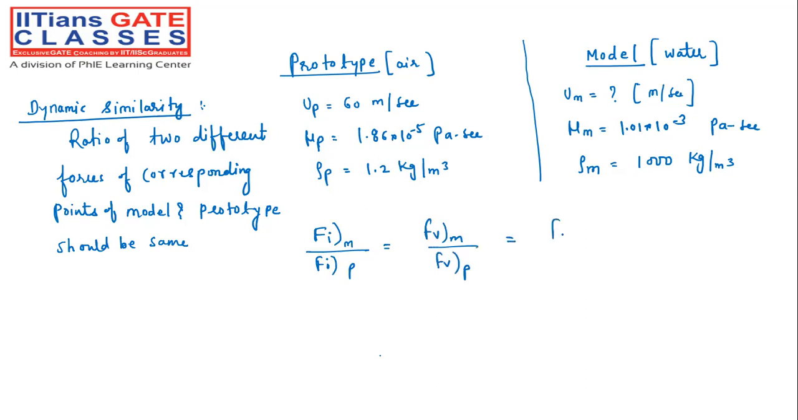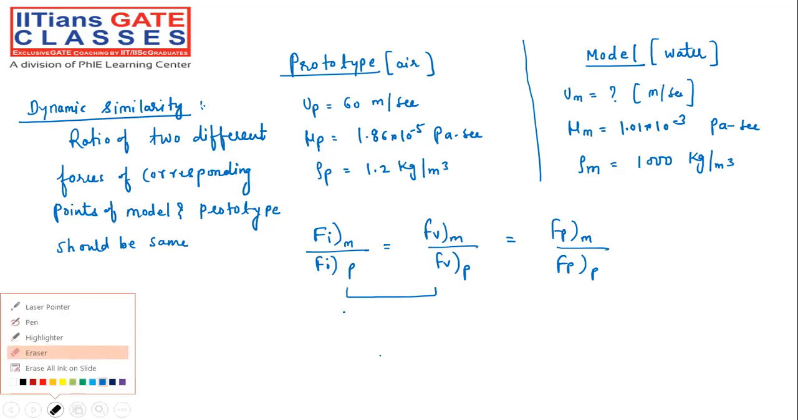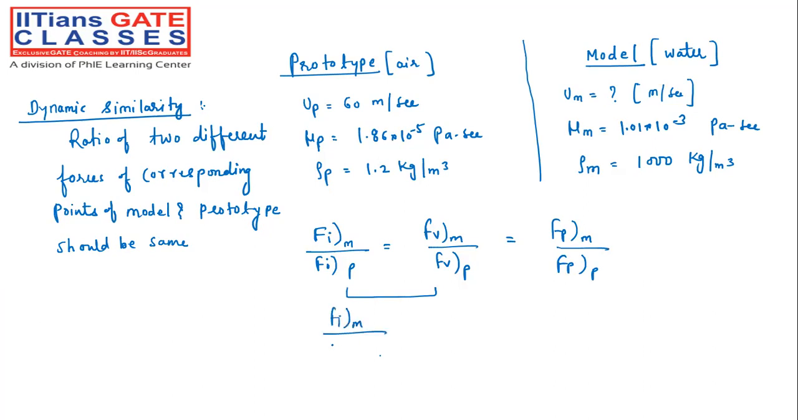What will it be equal to? Pressure force of the model equals pressure force of the prototype. In doing so, if you just write inertia force to the viscous force of the model, simply, I will not confuse you, I will write inertia force of the model divided by viscous force of the model. I'm just taking this term to the left hand side, and this term to the right hand side. So what are you going to get?